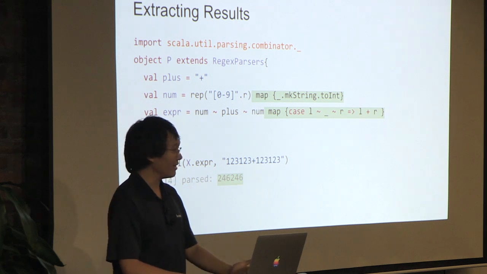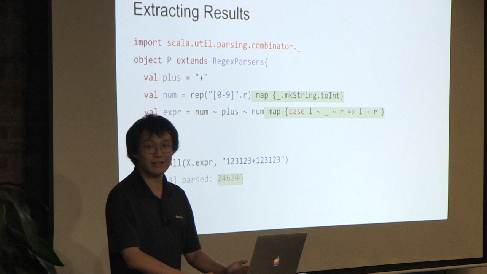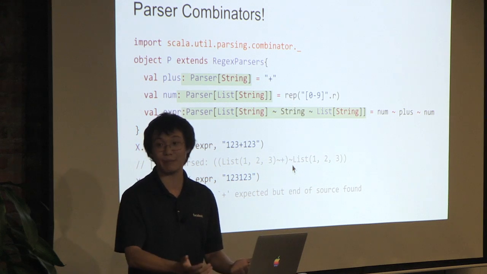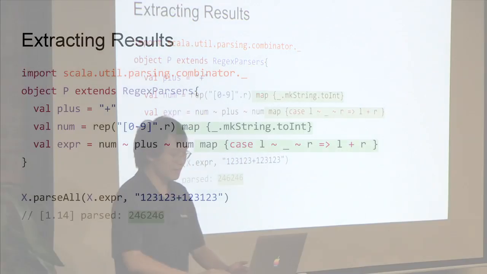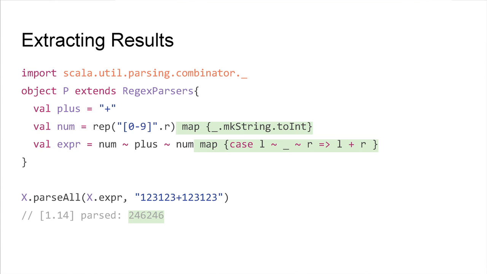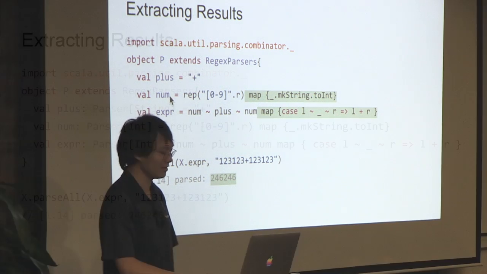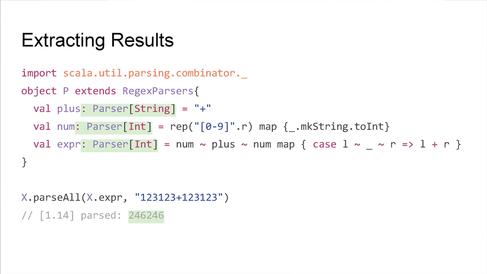You can transform the parsers very easily. So let's say I don't want this weird syntax tree structure. I want the number which is the result of the expression. I simply say, well, instead of parsing a list of strings, I'm going to make the strings into one big string, and then convert it to an integer. And instead of parsing this weird list, after I convert this to integer, this will be parsed as an integer.